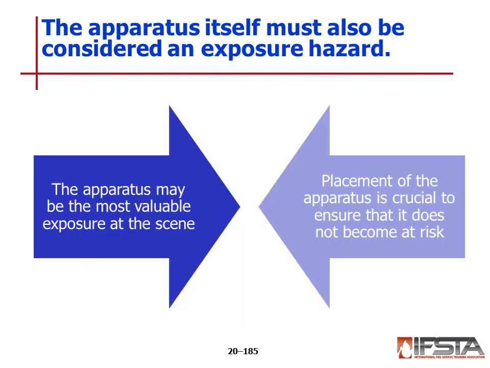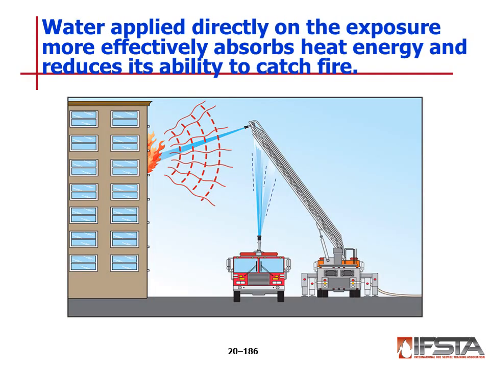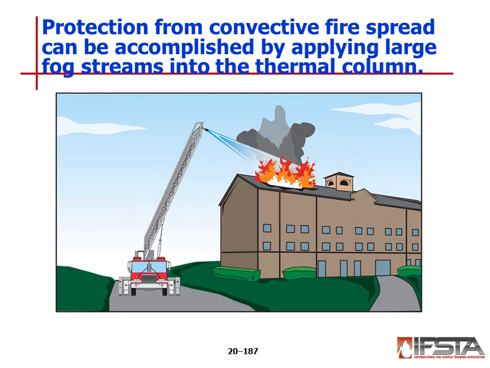The apparatus must be considered an exposure hazard. It may be the most valuable exposure at the scene. Placement of apparatus is crucial to ensure it does not become a risk, because radiant heat can transmit through water. Simply directing fire streams into the air between the fire and the exposure will not reduce the chance of the exposure catching fire. Protection from convective fire spread can be accomplished by applying large fog streams into the thermal column. Streams may reduce chances of burning embers traveling through the air and igniting other combustible items.